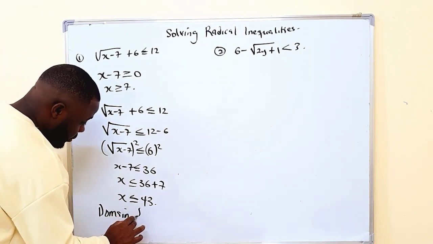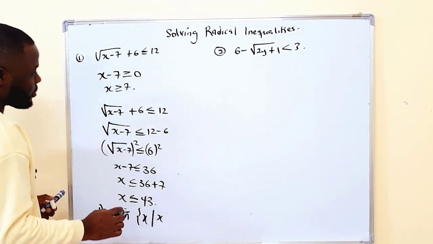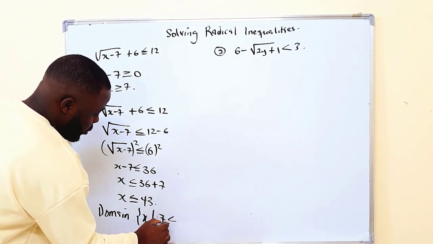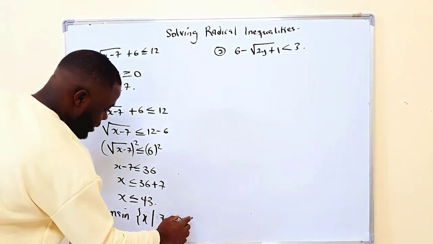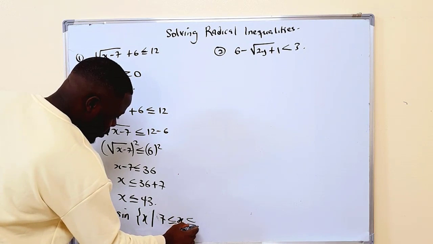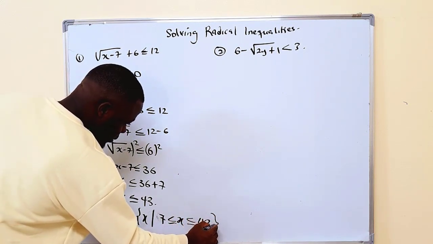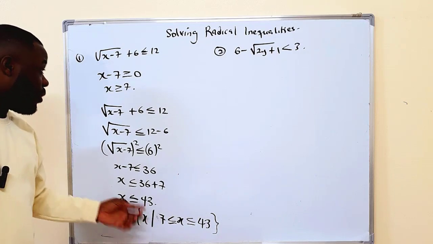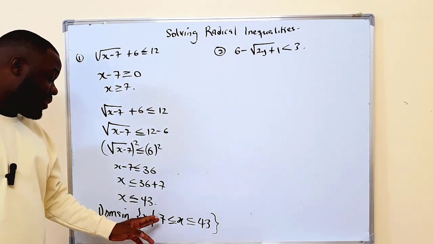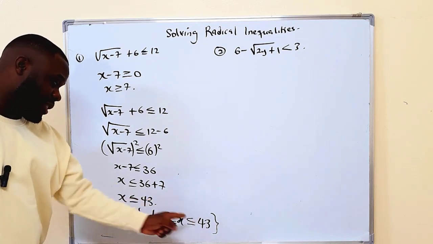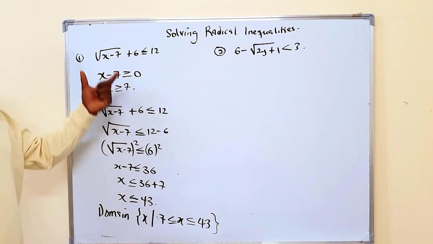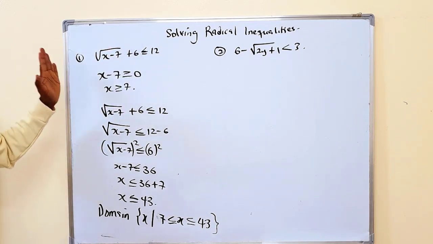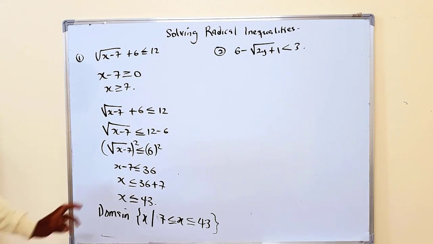So now the last thing is the domain. The domain will be all the real numbers x, that we said, 7 is less than or equal to x, and x is less than or equal to 43. So that is how to find the domain of this particular expression. What we mean is that every number between 7 and 43 is a possible value we can insert, and then the inequality is going to be true. So that is for question one.